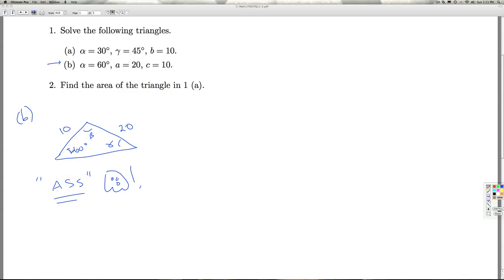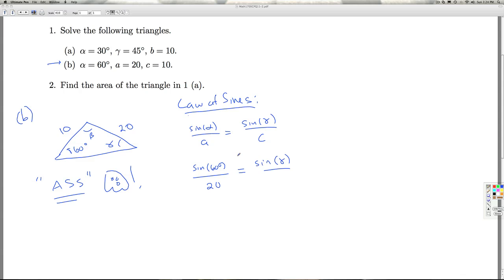So I've got an angle side opposite pair, alpha and A. I'm going to have to work with that to find these other guys. All right. So if I'm going to use law of sines, I know I've got the sine of alpha over A equals sine of gamma over C. And I've got alpha is 60 degrees. A is 20. Gamma I don't know. That's what I'm looking for. But I know the side opposite that is 10.